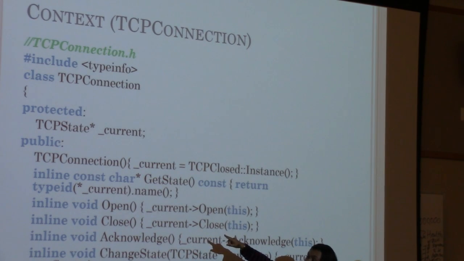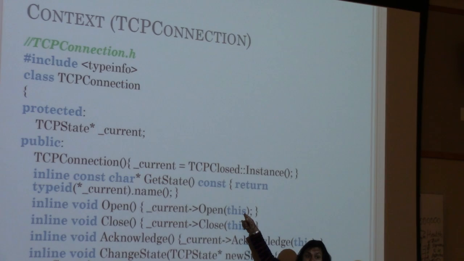If the method open is called, right? What happened when the open was called? If we were in established and open was called, then we went to listen. If we were in listen and open was called, no, I made a mistake. If it was in closed and open was called, we went to listen. If we were in listen and open was called, it went to established. So let's see what is happening here. It uses the current to say open this.